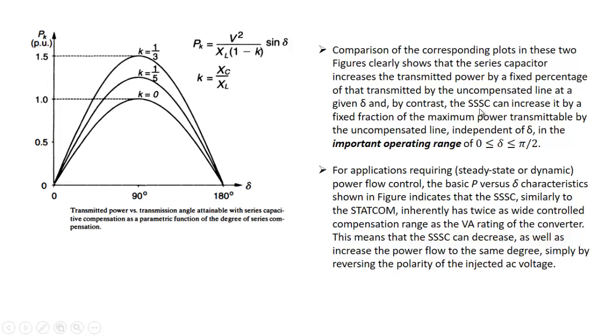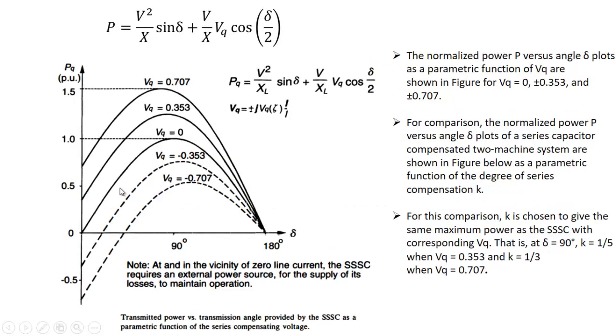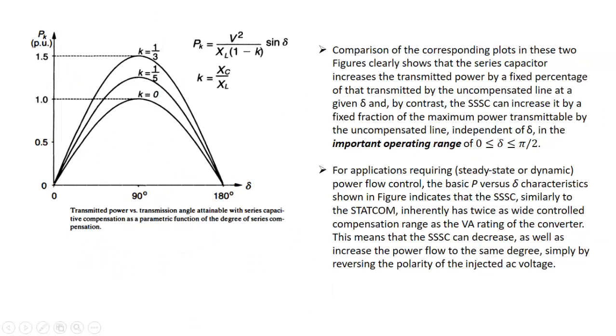But in case of SSSC, it increases the power by a fixed fraction of the maximum power transmittable by the uncompensated line. So in case of this, it will increase it by a fixed fraction, not fixed percentage, because it will always be added to this percentage. It will not be multiplied by that percentage. So that means when delta is equal to 0, it is capable of still supplying some power. That is the main difference.